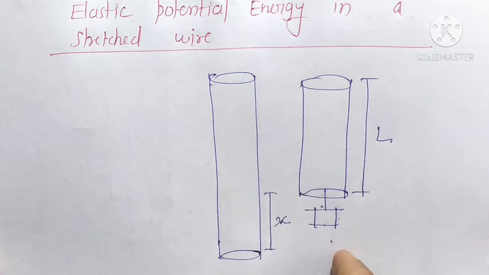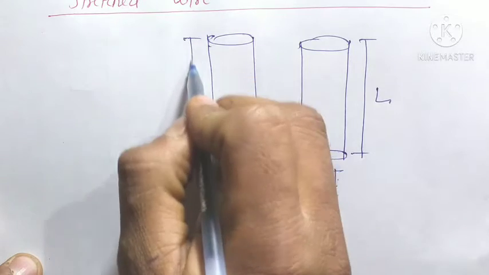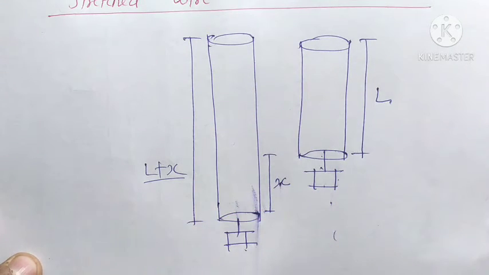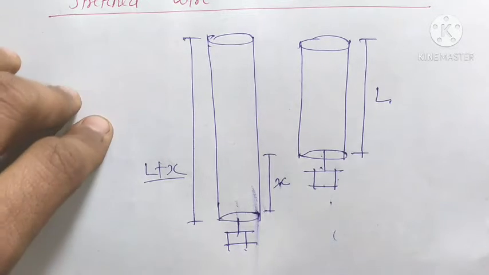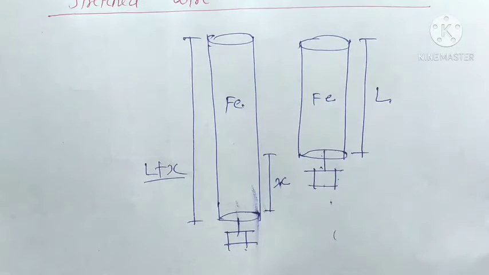When we remove the external force, you can see here this is the external force. Now the total length of this wire is L plus x. So this wire is made of iron metal, if we assume that. When we remove this external force from this wire, this wire will return back to its original position.